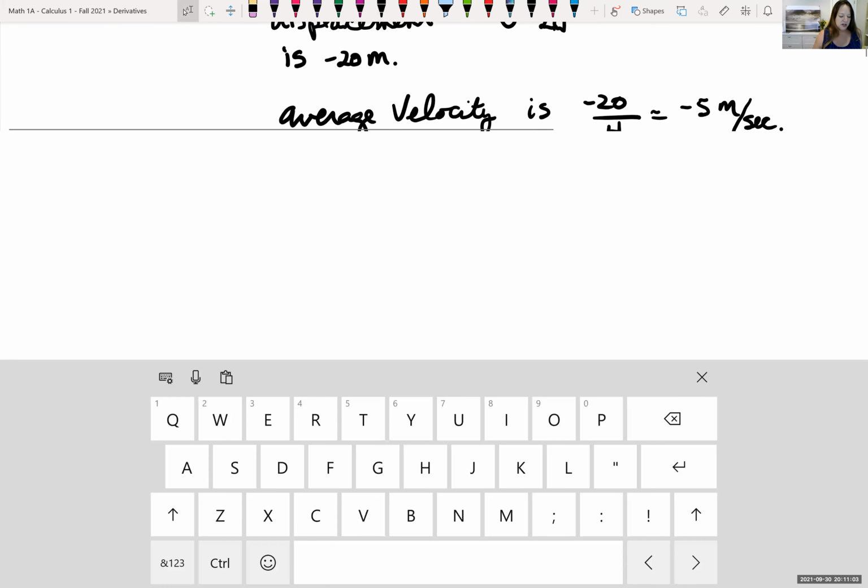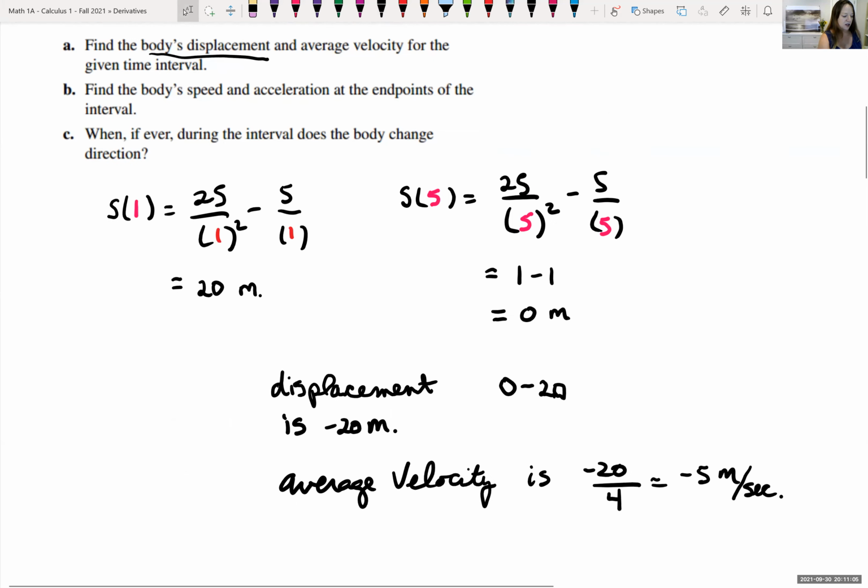So for the other questions, I'm not going to go through with it. I'll just discuss them really quickly, but I'm not going to solve them mathematically. Part B says find the body's speed.